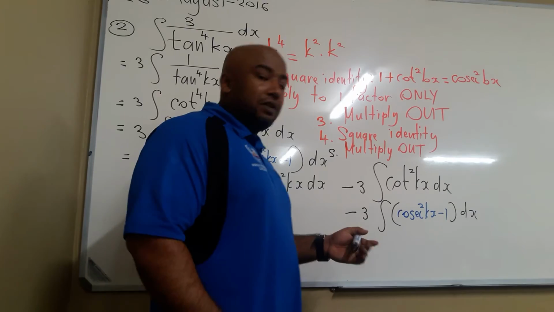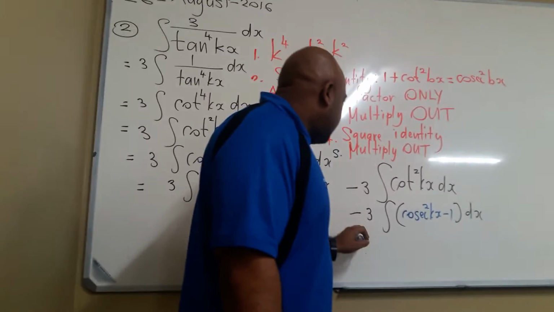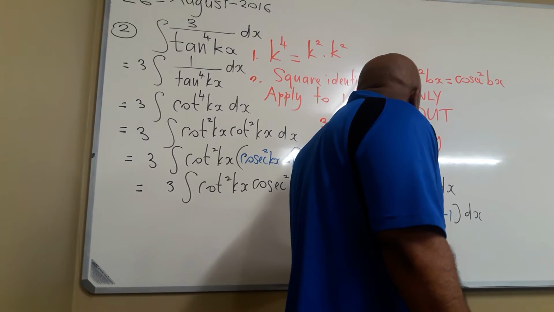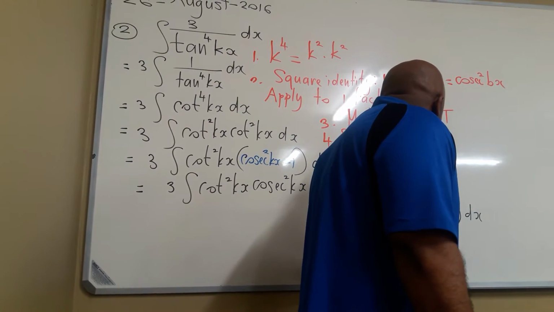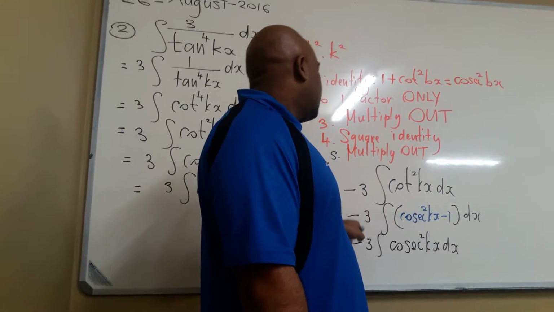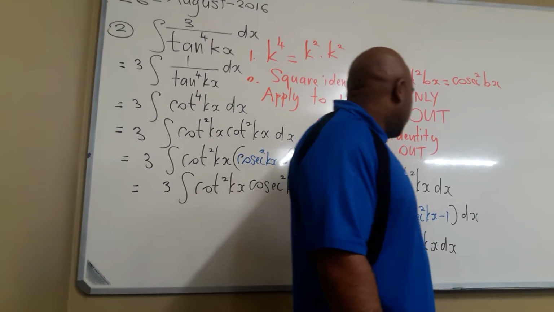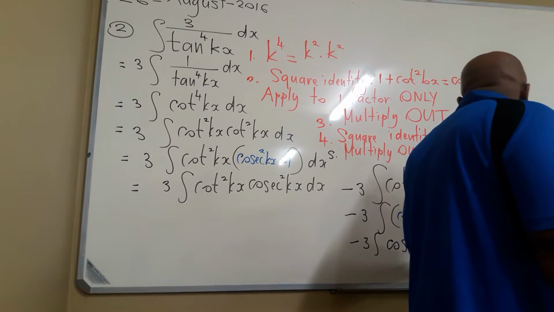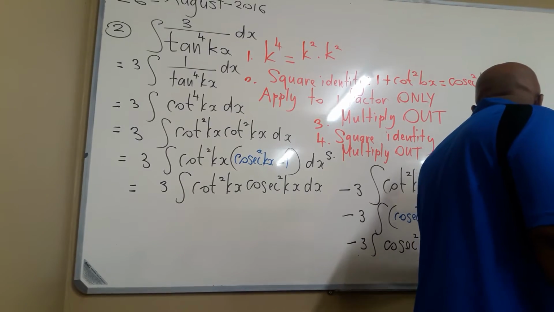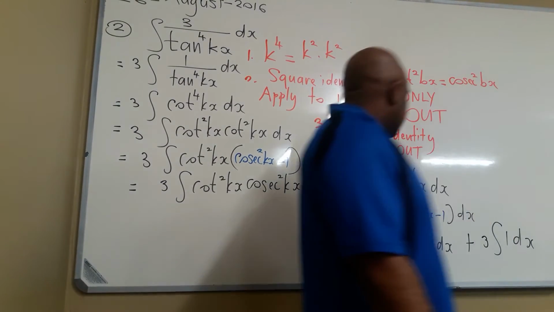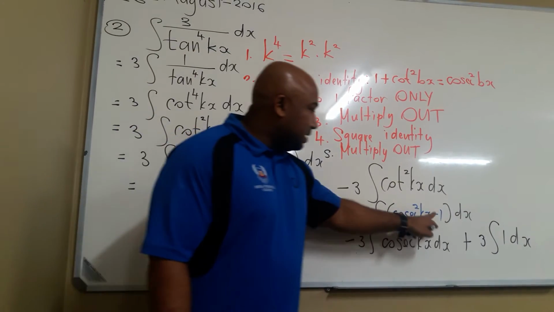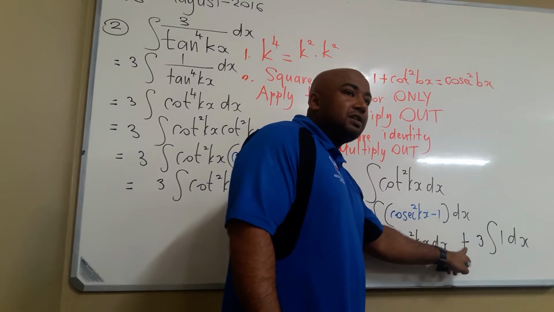Right, so let me multiply out. So if I multiply out here, minus 3 times cosec squared is minus 3 cosec squared of kx dx. Then minus 3 times minus 1 will be plus. Okay, you can write it as 1 times 3. I'm just going to write down the 3 there and the 1 there. Okay, it's the same thing. Negative 3 times negative 1 is positive 3.